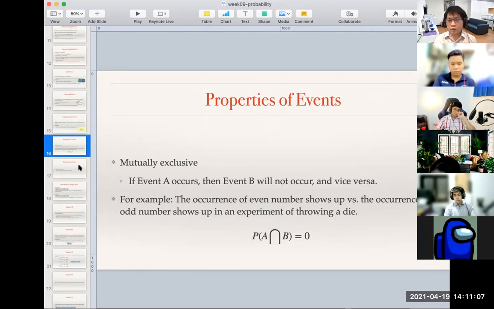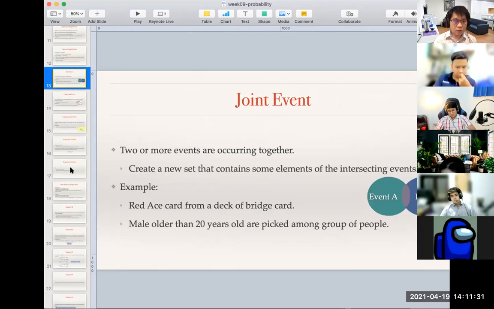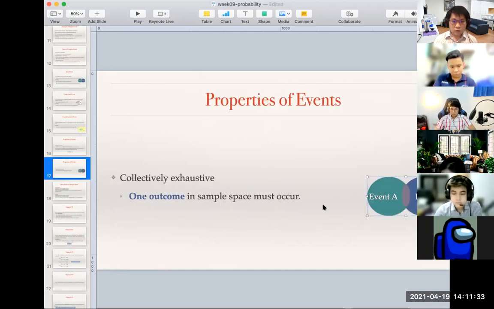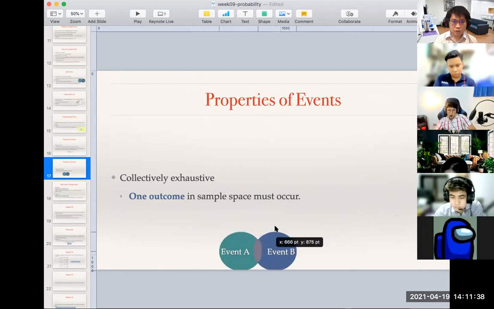Okay, the next property is collectively exhaustive. For collectively exhaustive, one outcome in the sample space must occur. What does it mean? It means at least one outcome from your sample space, you will find it occurring in the results of your observations.